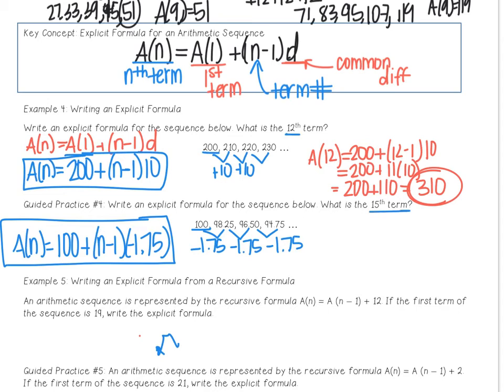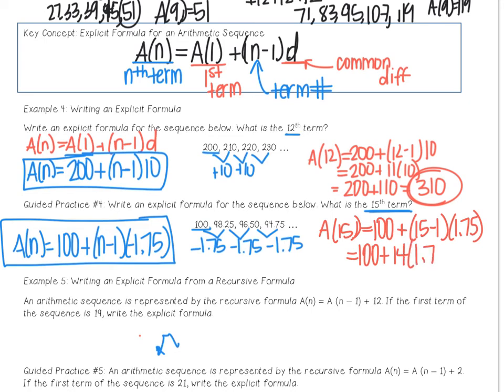So that's my explicit formula. Then if I want to know the 15th term, I'm going to plug in 15 for the n everywhere in this formula. So it's going to be a sub 15 equals 100 plus 15 minus 1 times 175. So that's going to be 100 plus 14 times 175. And you just keep evaluating that, and your final answer should be 73.75.